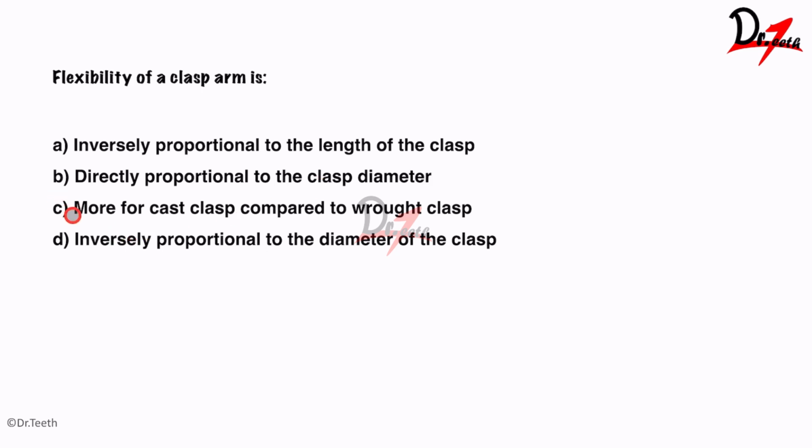This is also not correct. Incorrect, incorrect. Then, more for the cast clasp compared to the wrought clasp. This is also not correct, because in fact the flexibility of the wrought clasp is more compared to the cast. So the only correct option we have is inversely proportional to the diameter of the clasp.